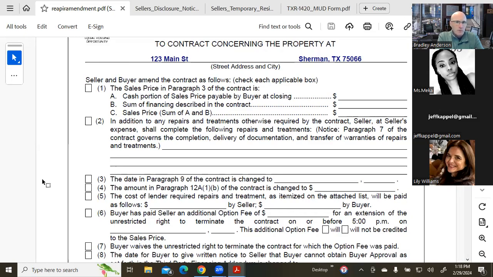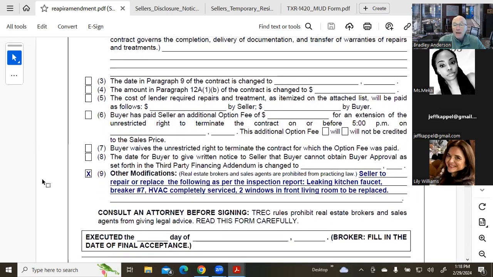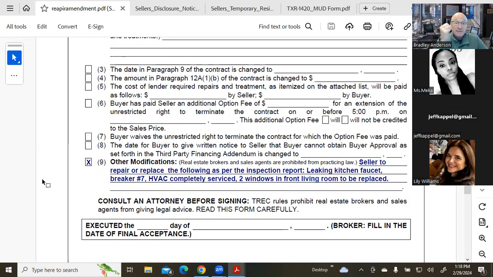Okay. But chances are the repairs that you're asking for are not going to fit in this space. So if they do, great. But if they don't, you can always come down to other. And this is from our website under the contracts tab. And in my example, I say, seller to repair or replace the following as per the inspection report. Leaking kitchen faucet, breaker number 7, which is from the breaker box, right? HVAC completely serviced, 2 windows in front living room to be replaced.